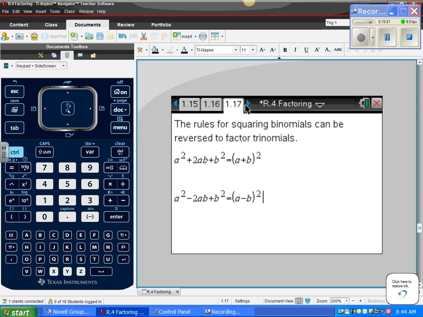Okay, so the rules for squaring binomials can be reversed to factor trinomials. And again, we have done this. This is just foiling. So you guys know how this works out. This is just a general version of what you already know.